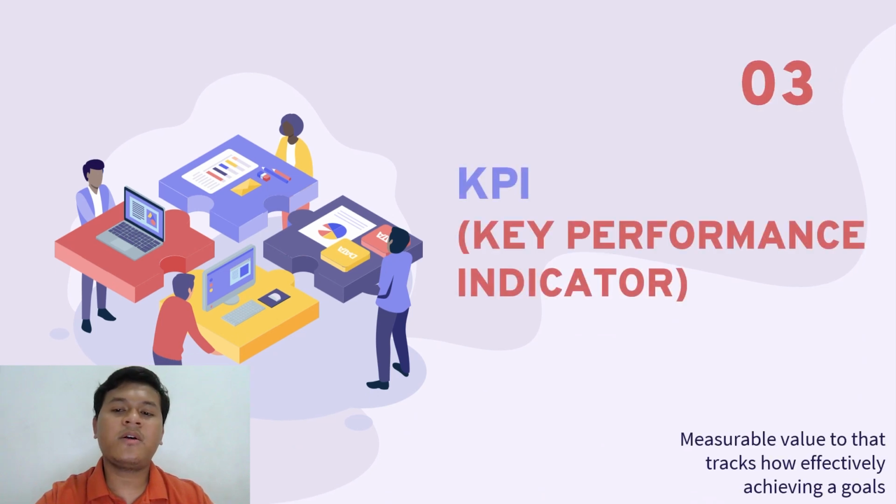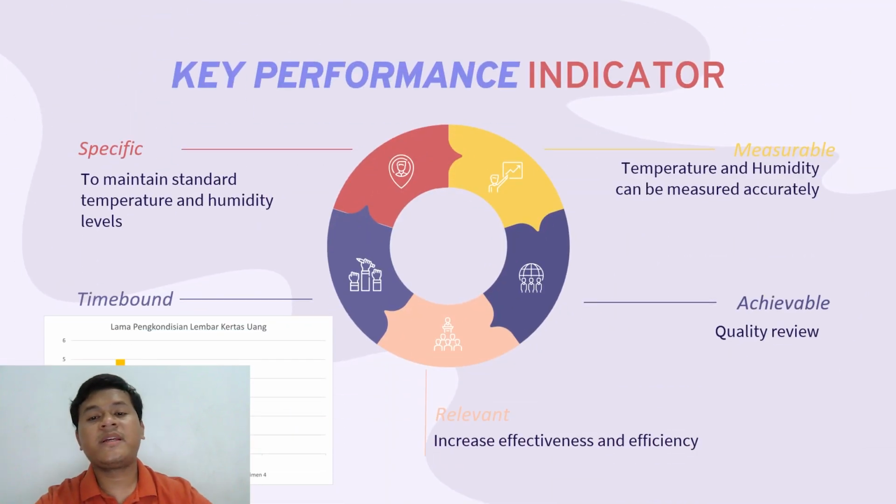And the next one is KPI, or key performance indicator, a measurable value that tracks how effectively a goal is being achieved. A key performance indicator is a decision-making tool or metric that is useful for making measurement easier and helps evaluate the performance of the organization itself to achieve its strategic vision and goals. Key performance indicators have several criteria, namely SMART, or specific, measurable, achievable, relevant, and time-bound.